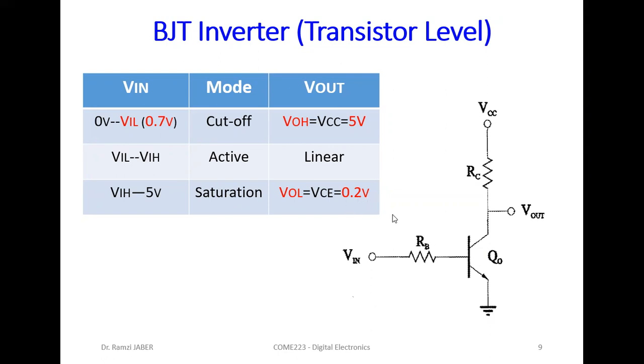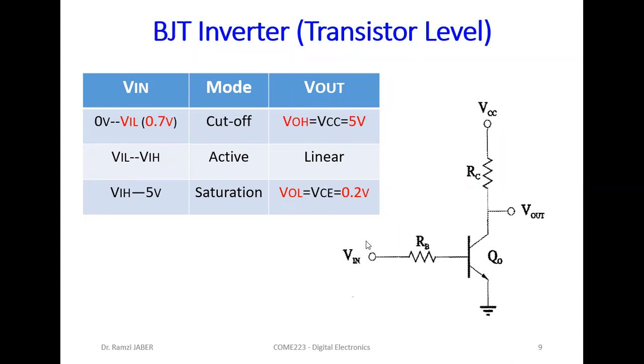So here we don't have zero output. We have a low output. Yes, it's low output: high input, low output. But this low output is not 0 volt. It's 0.2 volt. We call it V output low, 0.2 volt, and the 5 volt here, V output high. So V output high equals 5 volt, V output low equals 0.2 volt.